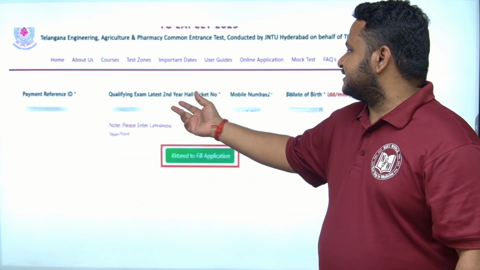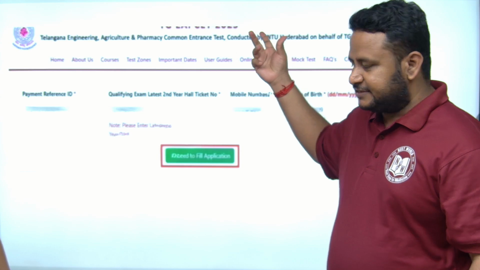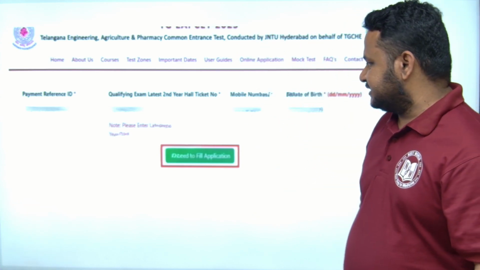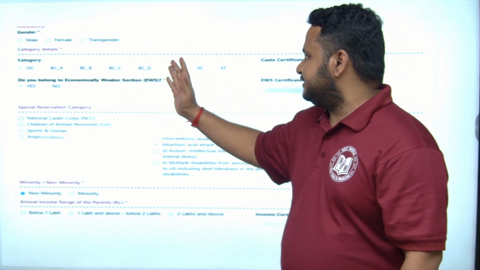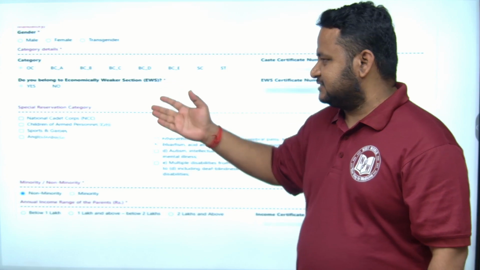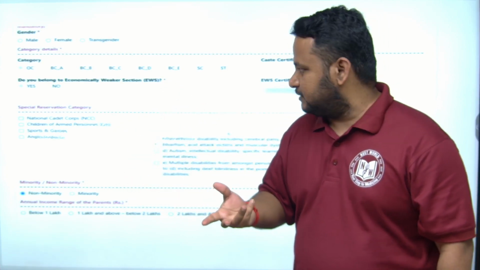Then the qualifying exam hall ticket, which you gave previously, same thing you have to give. The mobile number which you gave previously, same thing, and the date of birth which you have given previously, same thing. Next is gender. Then the category which you have applied before, same thing. Next, do you belong to EWS? Like ma'am explained, if you belong to EWS, you should have a certificate, that certificate number, all these things.